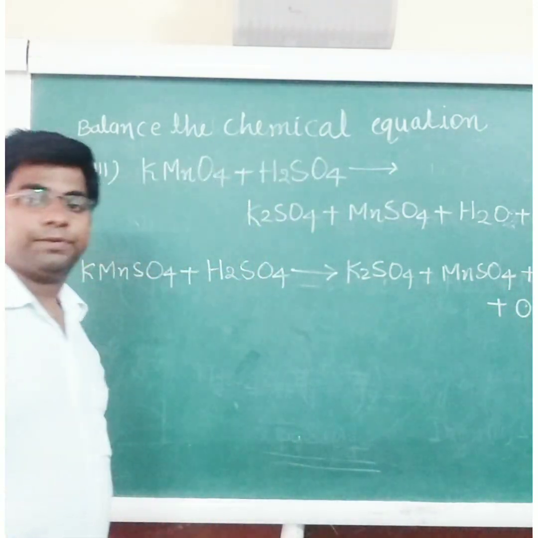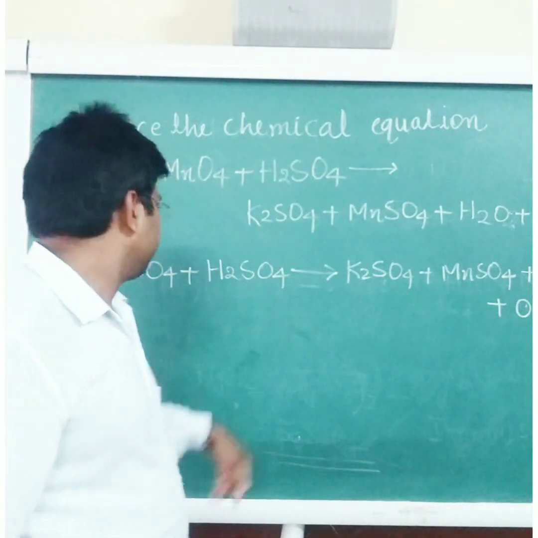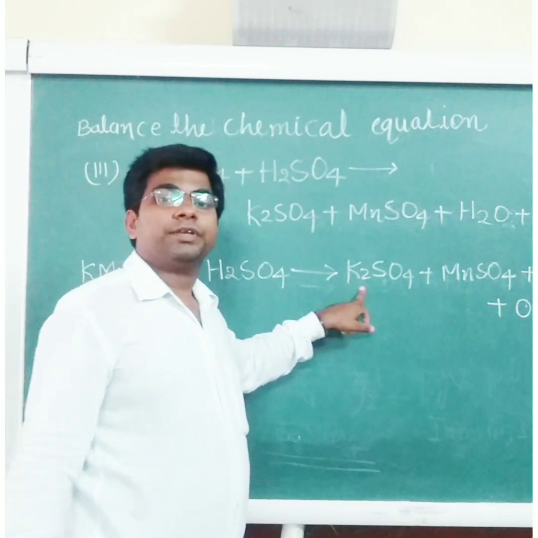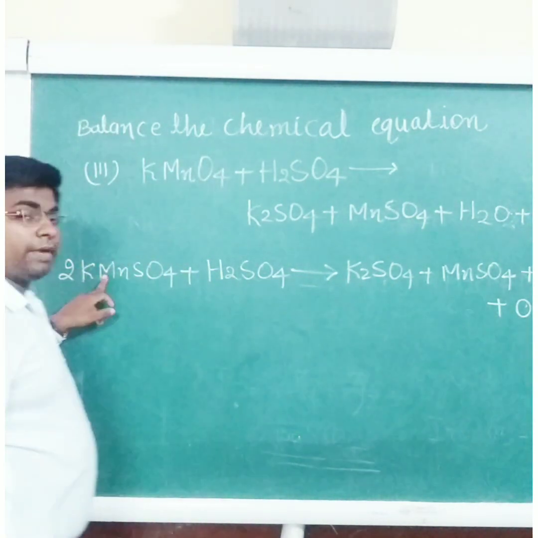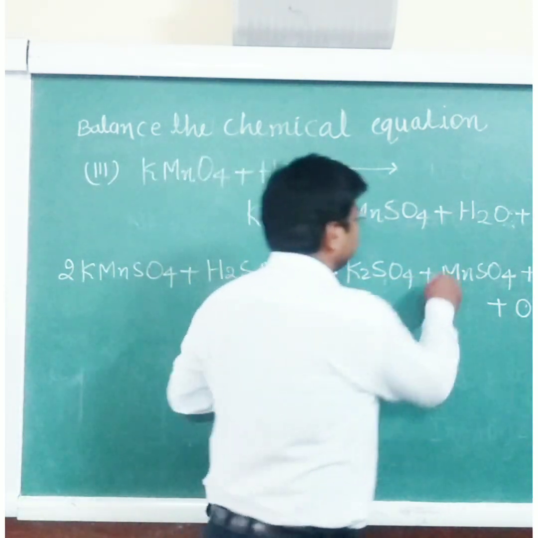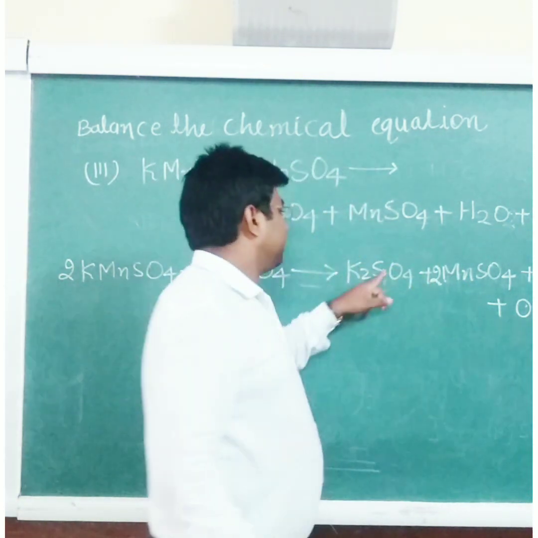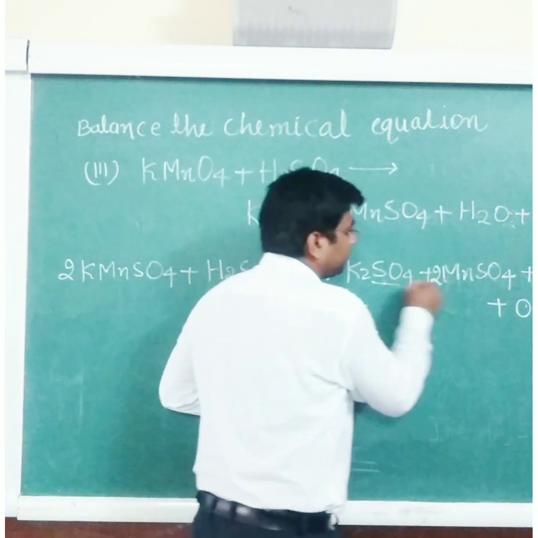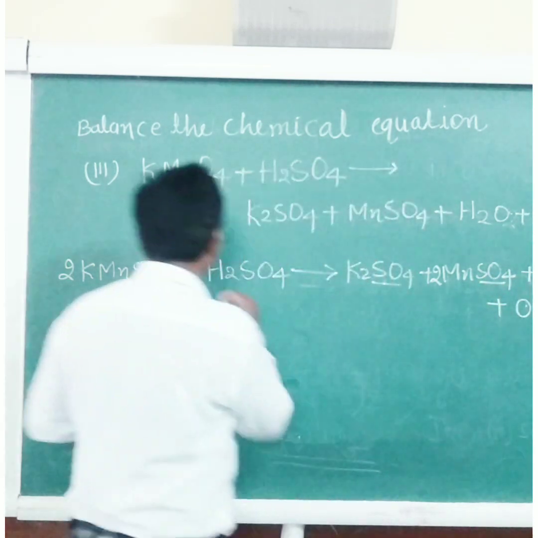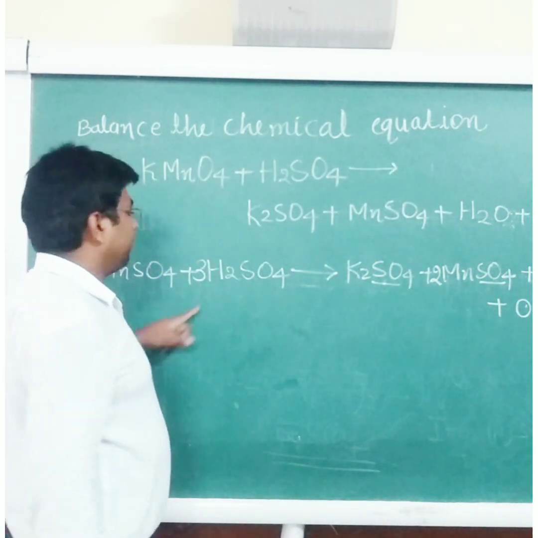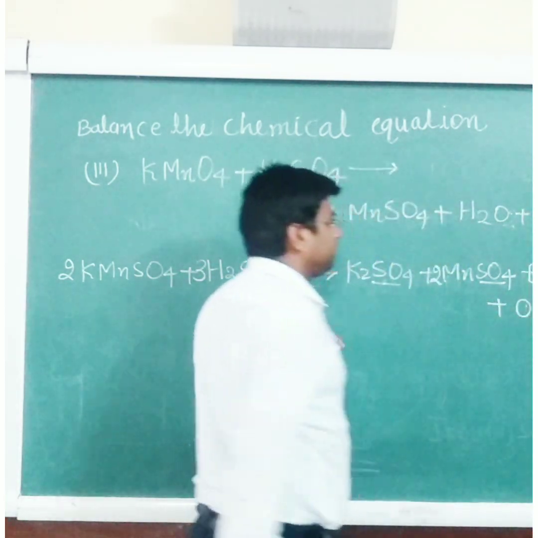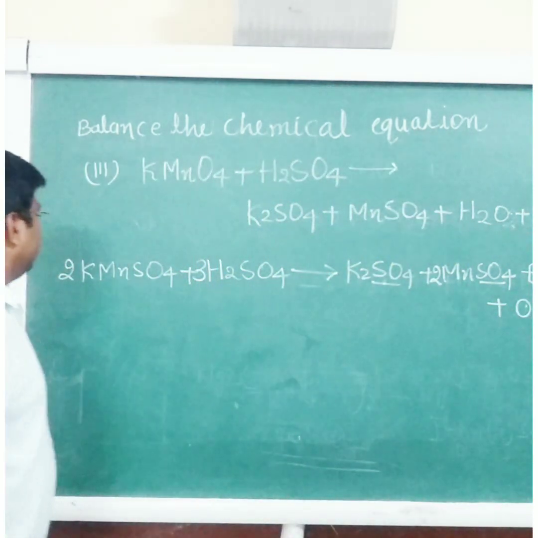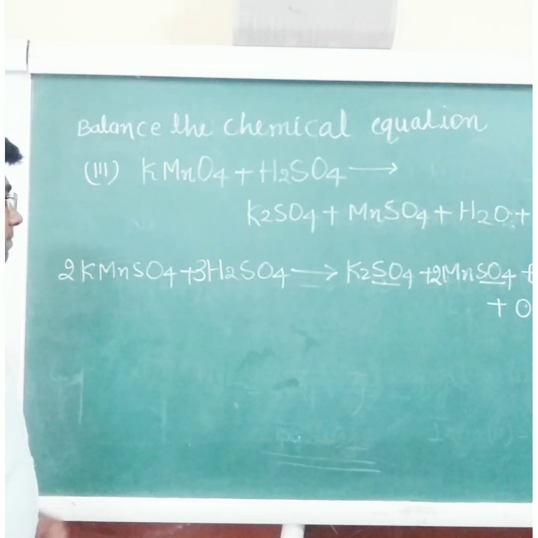Now we balance the equation. There are 2 potassium on the right and 1 potassium on the left, so multiply by 2. There are 2 manganese and 1 manganese, multiplied by 2. There are 3 sulfate and 1 sulfate, so multiplied by 3. Hydrogen: 6 hydrogen, and 1 multiplied by 3. Now we need to balance the oxygen.